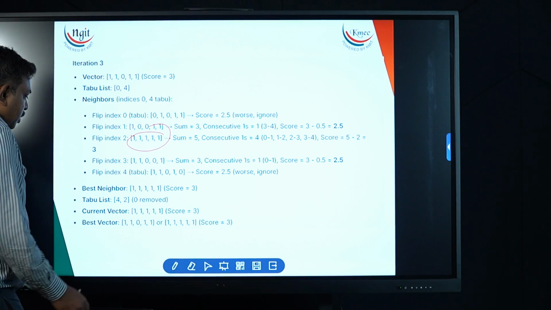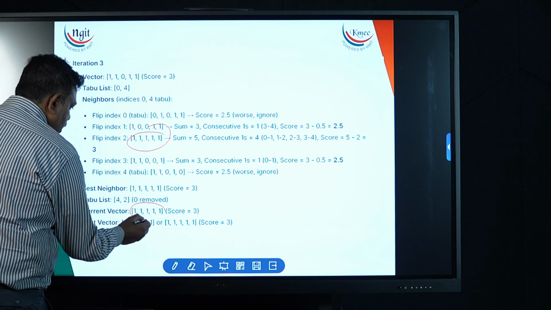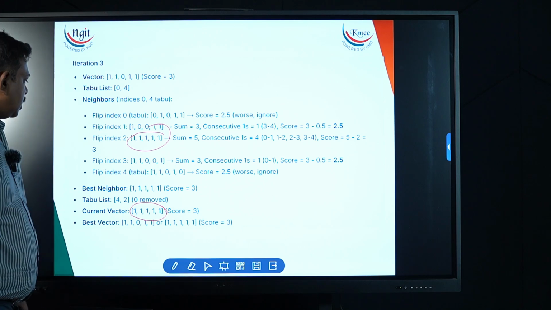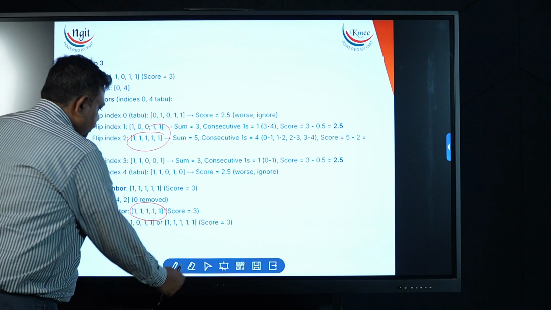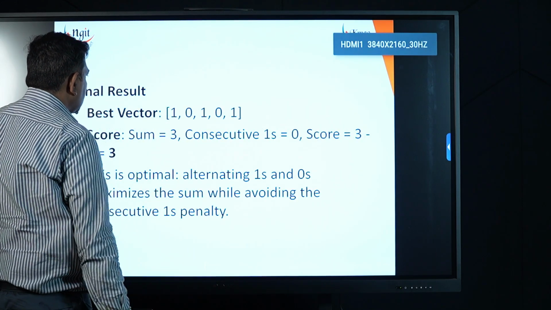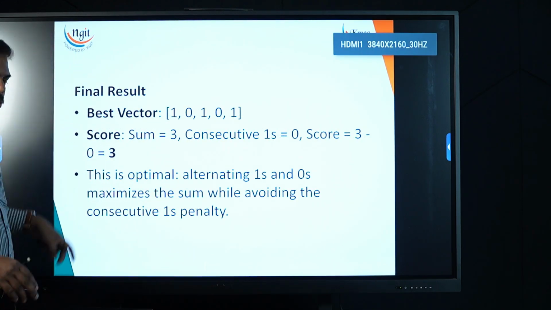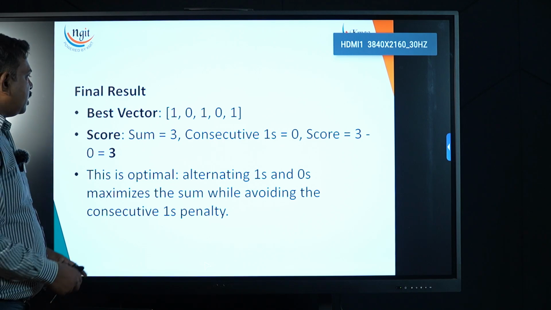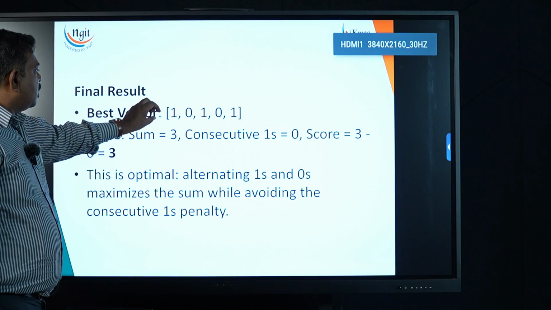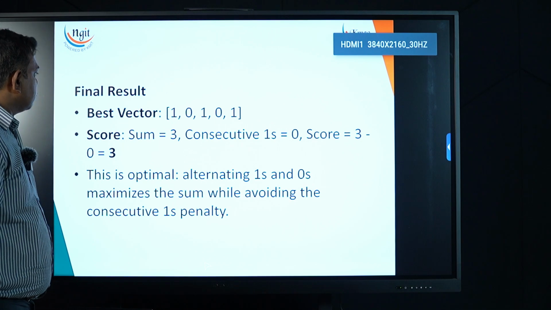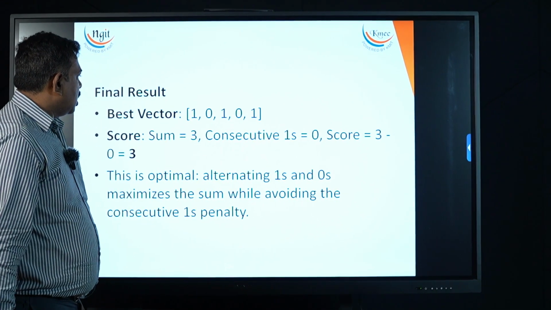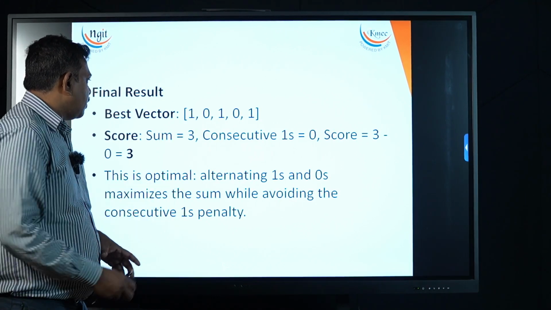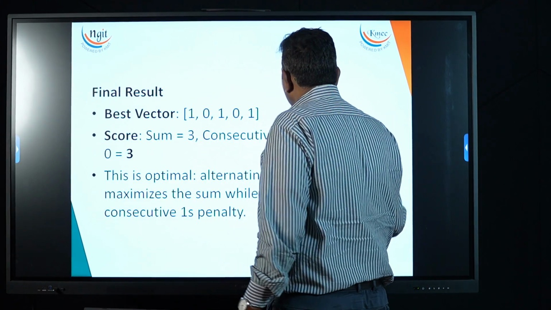So finally I got this one score with 3. This is considered as the best vector. So the final result, if we do that repetitively after all iterations, we get this one best vector with the sum equal to 3, where consecutive ones are 0 and the score is 3. With the highest score I achieved my solution.